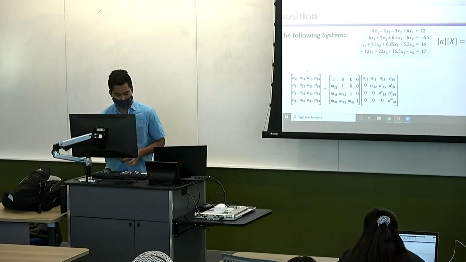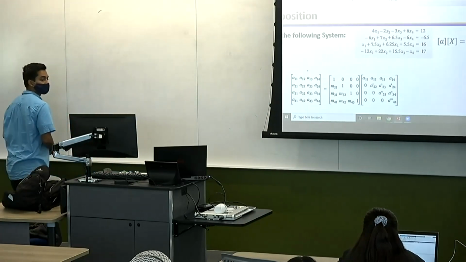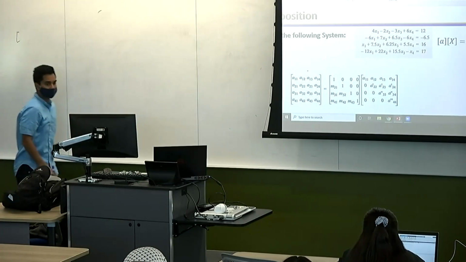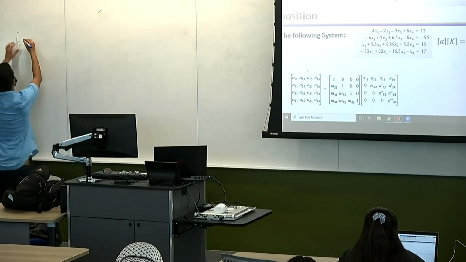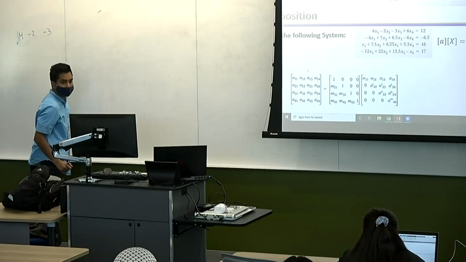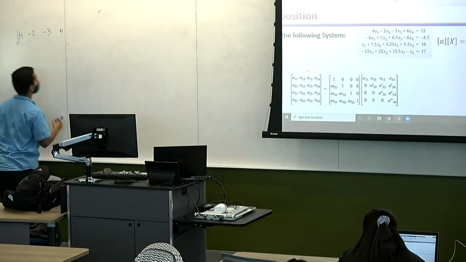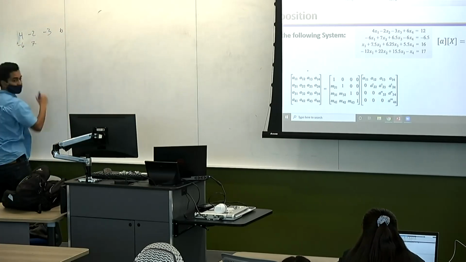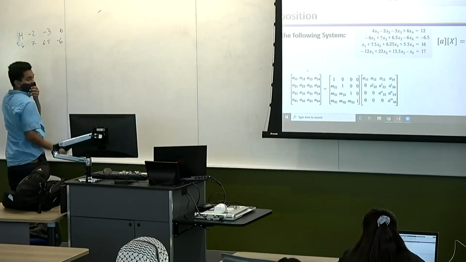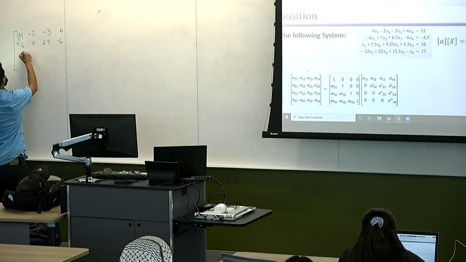Okay, so let's do this matrix. All right, so we have 4, minus 2, minus 3, 6 and 12. 6, minus 6, 7. Minus 1.5.